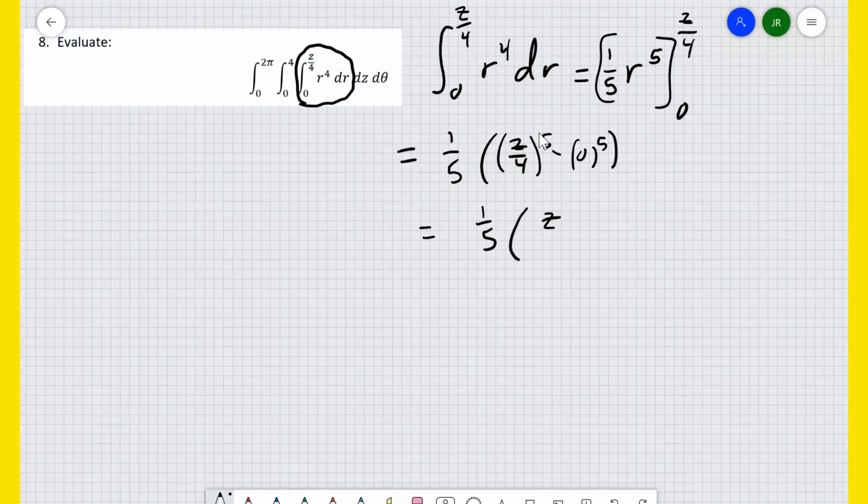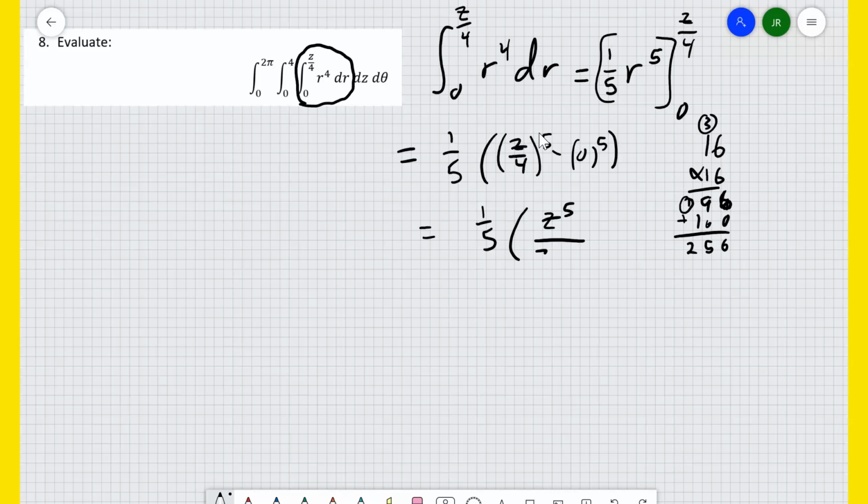1/5 times z to the 5th over, good gracious, what is 4 to the 5th? That's a big number. Let's see, 16 times 16. Is that 324? Am I remembering that right? No, I'm not. Is it 316? 8, 9. 256. I sure didn't remember that correctly.